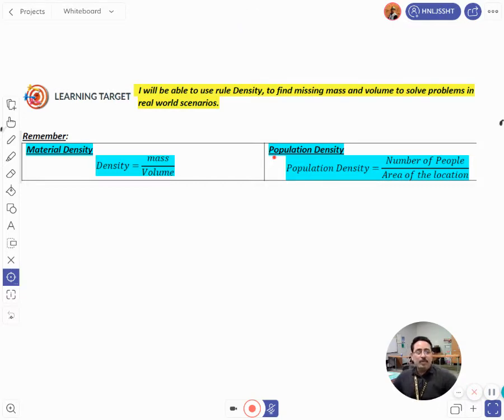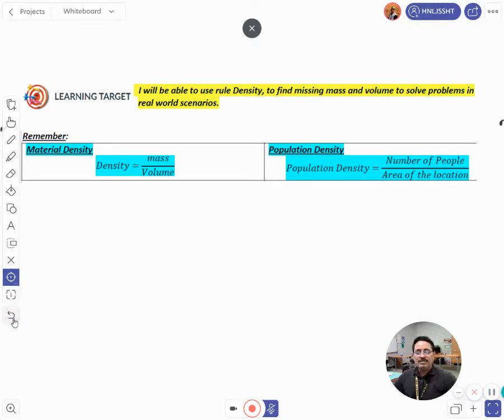Next, coming to the population density, these days, you know that the population is increasing rapidly, and we compute it. Based on that, administrators and politicians use population density to check what kind of facilities are to be provided and how much food is required for those kind of calculations. The rule is number of people divided by area of the location.